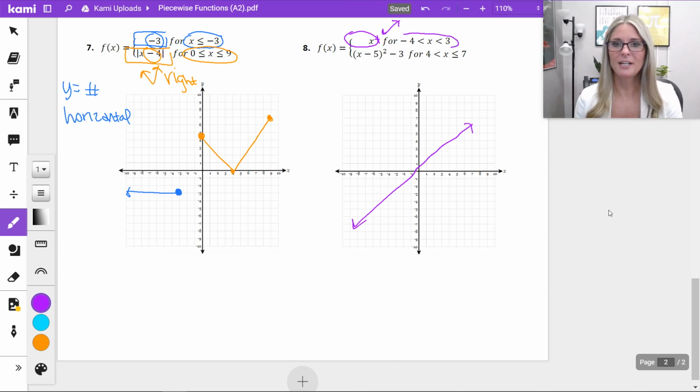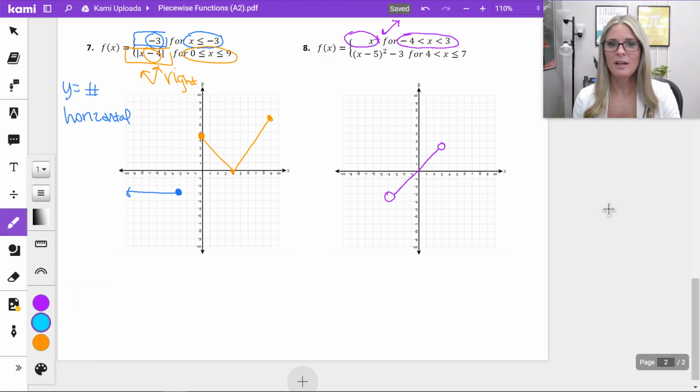And our domain here is from -4 open circle to 3 open circle. So -4 open circle, 3 open circle. Something like that. The bottom part of our piecewise function, the quantity of x minus 5 squared minus 3. So that squared tells us the parent shape is the parabola.